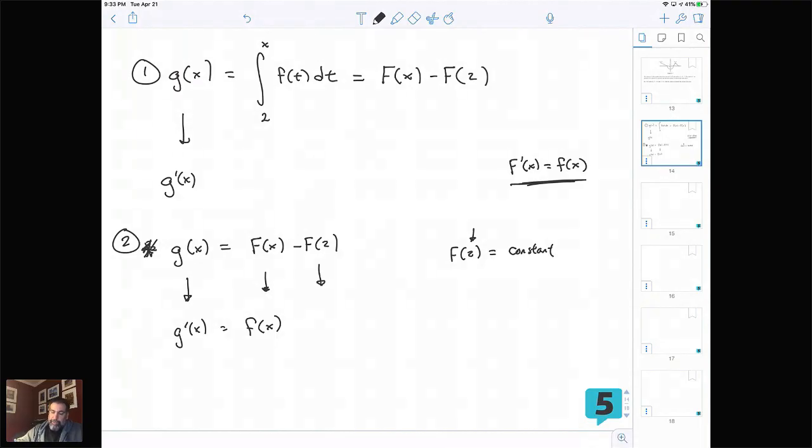So when I take the derivative of this third thing, I'm actually going to get 0, which means that g prime of x is equal to f of x. Okay, this is an incredibly important relationship in all of these problems.